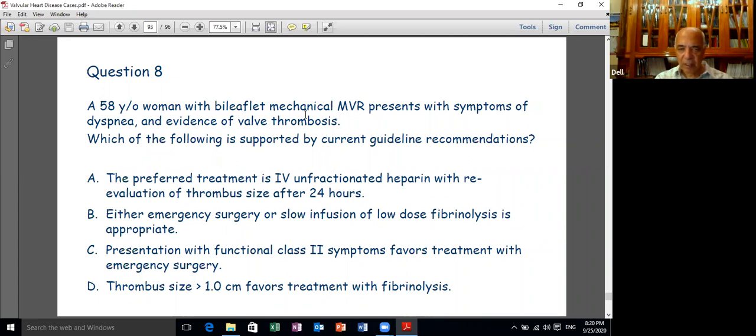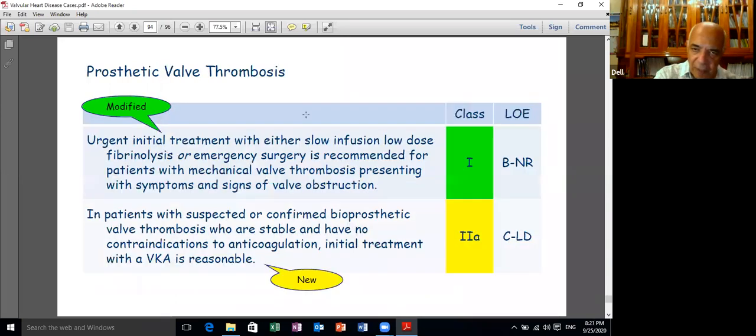So 1 is considered bigger than what is usually responsive to fibrinolysis. So the guidelines statement for valve thrombosis is that urgent initial treatment with either slow infusion of low-dose fibrinolysis or emergency surgery is recommended for patients with mechanical valve presenting with symptoms and signs of valve obstruction. And the guidelines indicate a slow infusion of low dose.